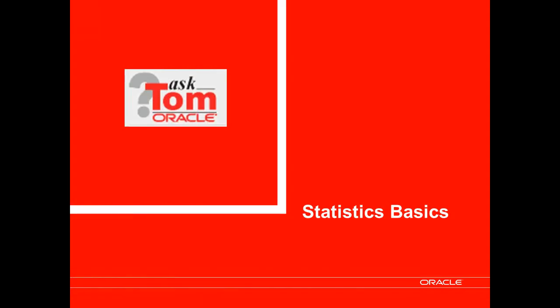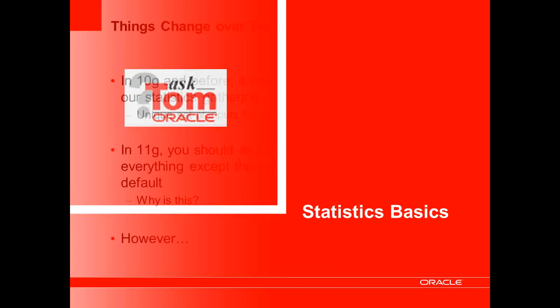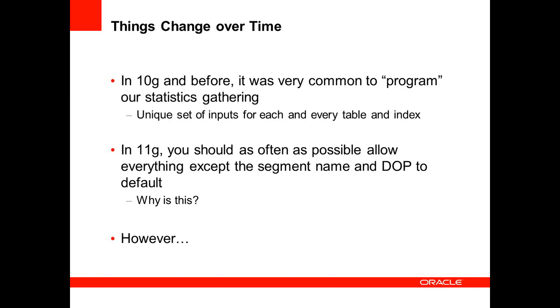But let's take a look at statistics and the importance or relevance of them as far as getting the right estimated cardinality. Things do change over time. I'm going to be speaking predominantly to Oracle Database 11G and above. And in 11G, you should, as often as possible, allow everything in your DBMS stats call to default, except for, obviously, the segment name if you're doing it table by table or index by index, and the degree of parallelism if you want to use parallel query during the stats gathering.